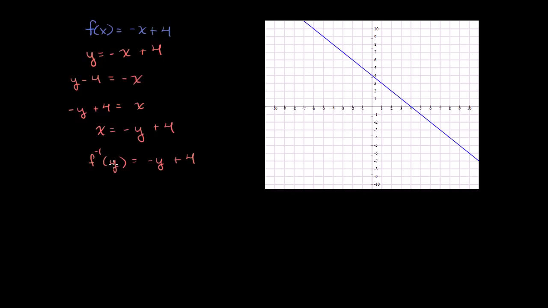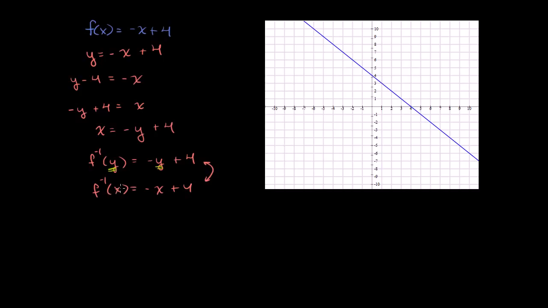And we've written it as a function of y. But we can just rename the y as x. So it's a function of x. So if we just rename this y as x, we get f inverse of x is equal to negative x plus 4. These two functions are identical. Here we just use y as the independent variable, or as the input variable. Here we just use x, but they're identical functions.